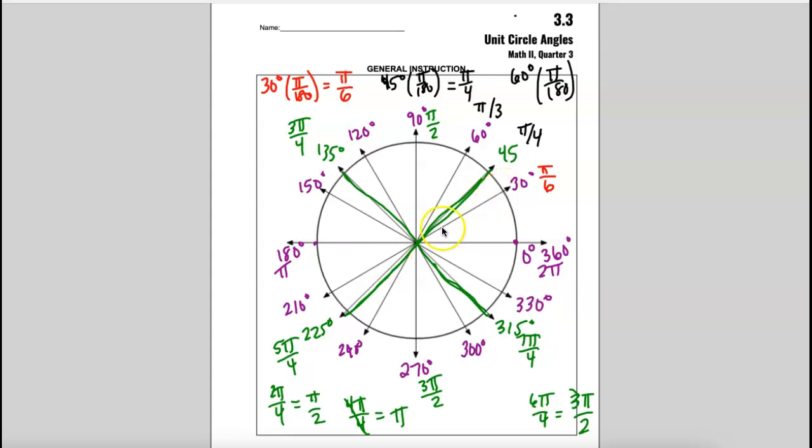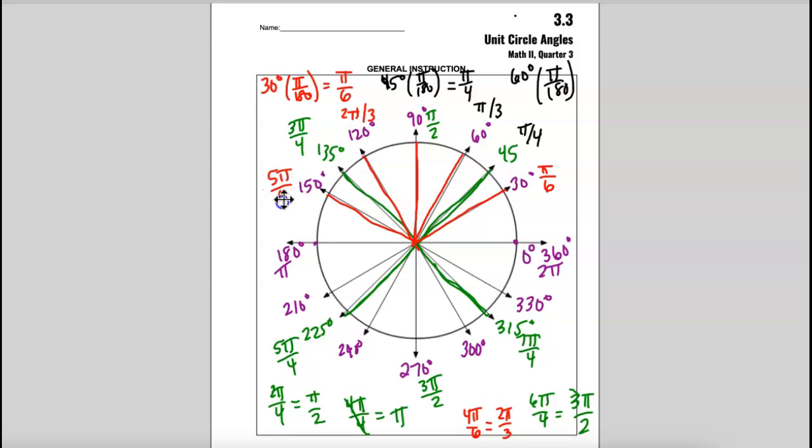Now we're going to look at our 30 degree angles. If I go 30 degrees, I have pi over 6. If I go another 30 degrees, I have 2 pi over 6, which reduces to pi over 3. Another 30 degrees, I'm at 3 pi over 6, which reduces to pi over 2. Another 30 degrees would be 4 pi over 6, which reduces to 2 pi over 3. Another 30 degrees, remember that was 1, 2, 3, 4, 5 pi over 6, which doesn't reduce. And then 180 degrees would be 6 pi over 6, which reduces to pi.